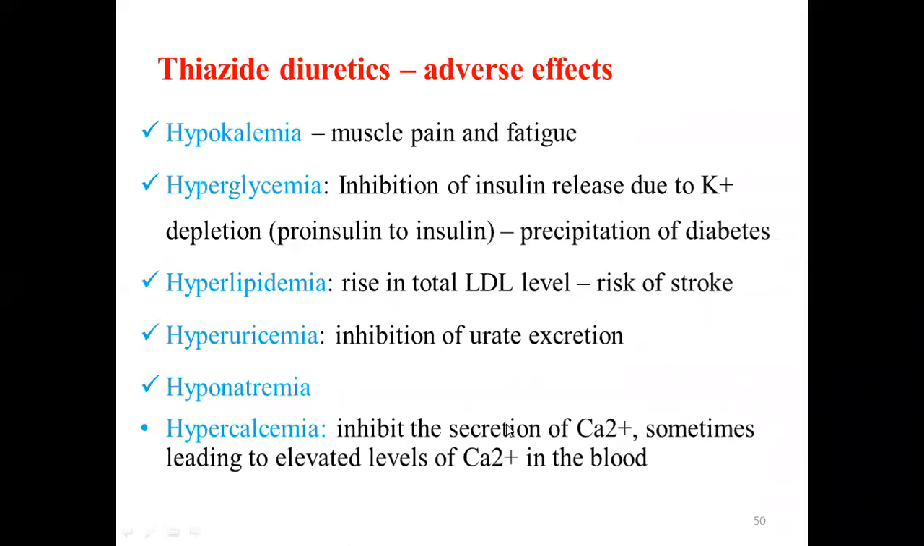So in summary, thiazide diuretics are one of the most common classes of drugs as a first-line drug in the management of hypertension. They act on the distal renal tubule. They block sodium and chloride reabsorption in the distal renal tubule. As a result, they reduce the sodium and water volume in the body. Dose-wise, they should be given early in the morning, and we can give up to 25 milligram per day.